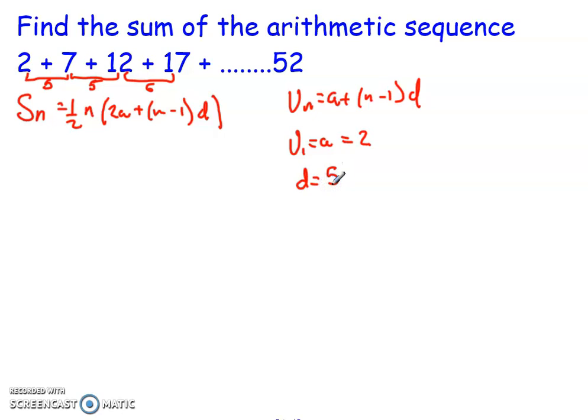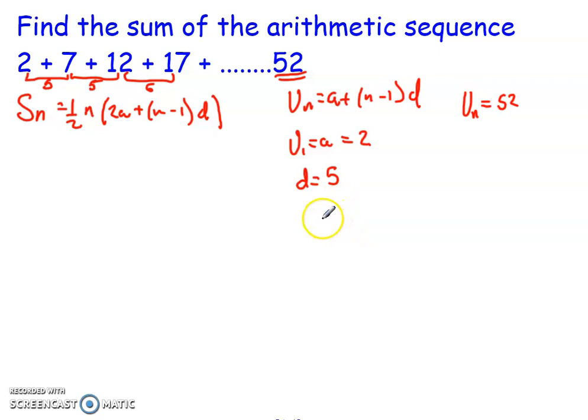Now this is where the difference comes into play. I don't know how many terms I need to go to. All I know is the final term of the arithmetic sequence. So from this I need to figure out n. But I know that un, whatever the term I'm at, is equal to 52. Now that I know a and d, if I plug them into here and set it equal to the 52, I can work that through like a general equation to calculate n, which can then be used in the sum.